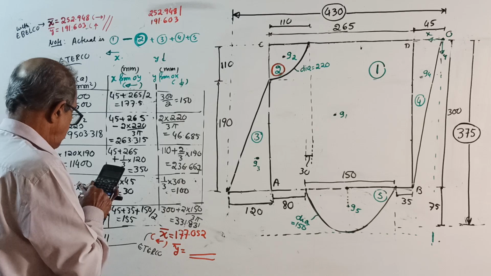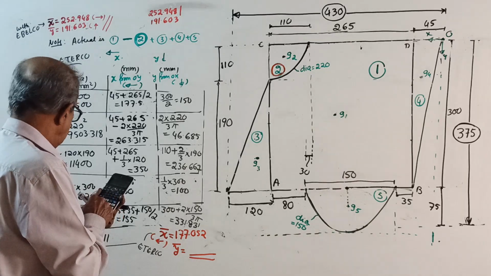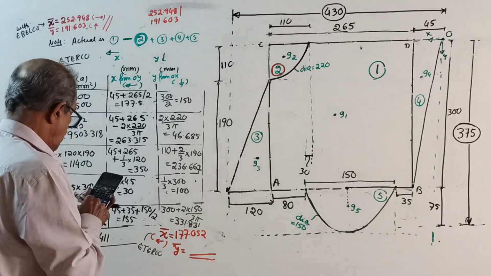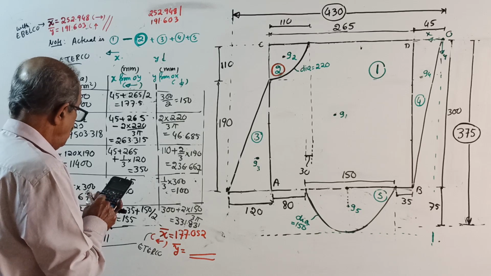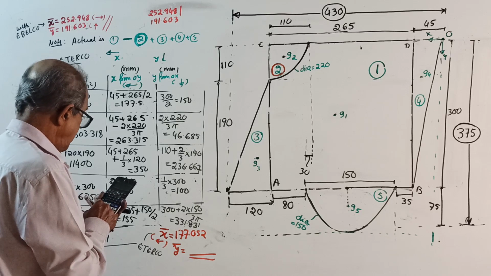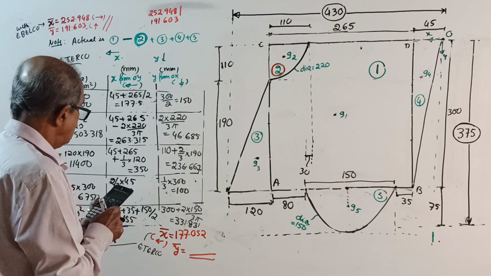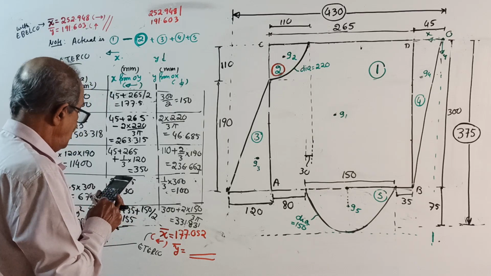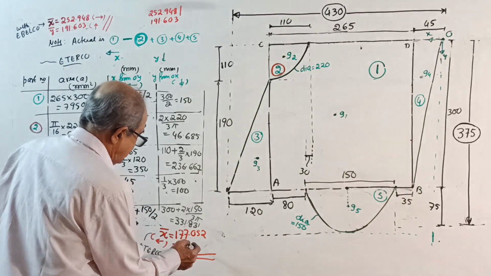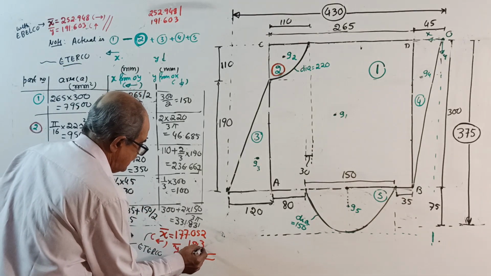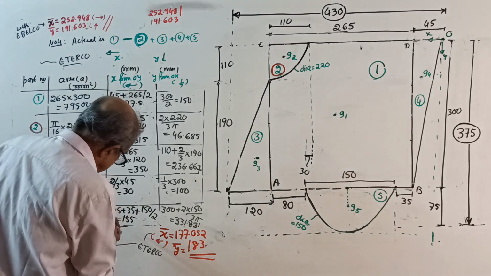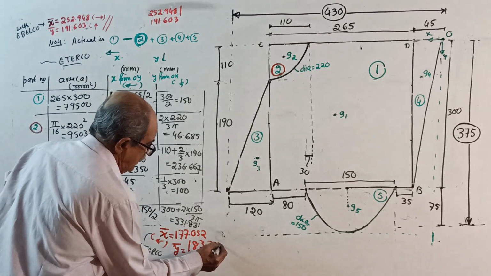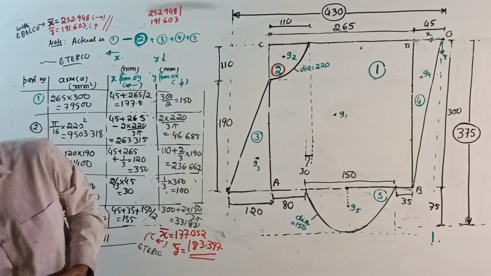Plus 6750 into 100 plus 8835.729 into 331.831, equal to, divided by total area, 183.397 is my y bar. Okay, I got the answer.